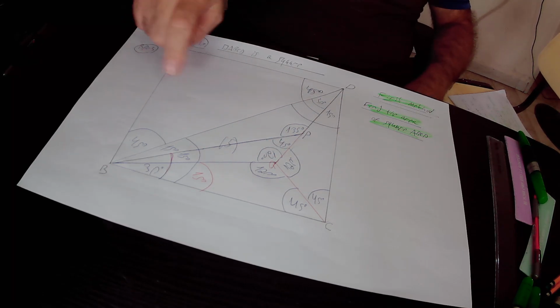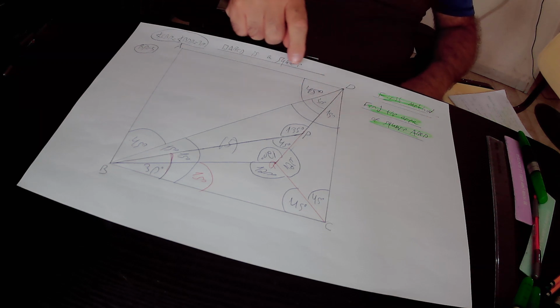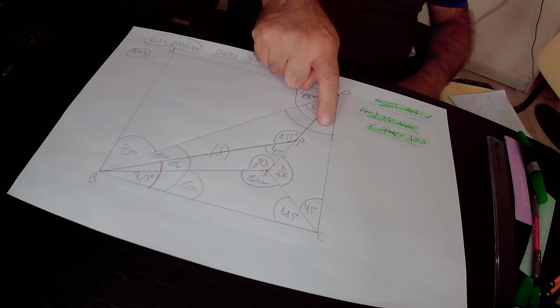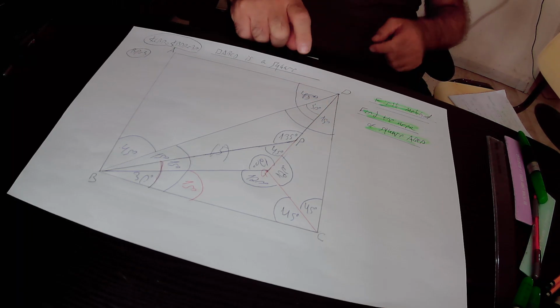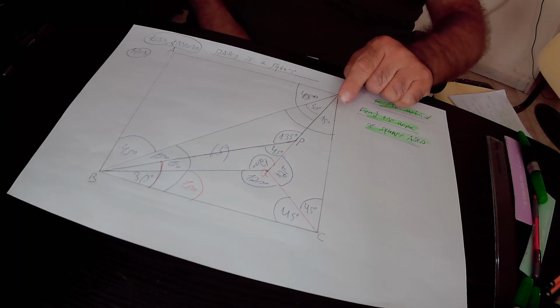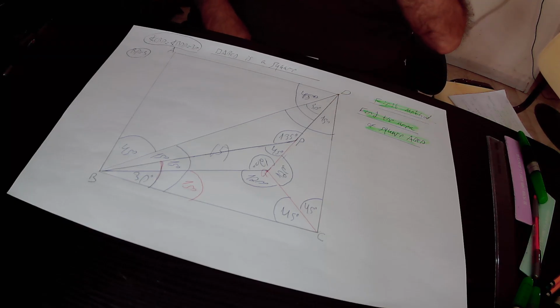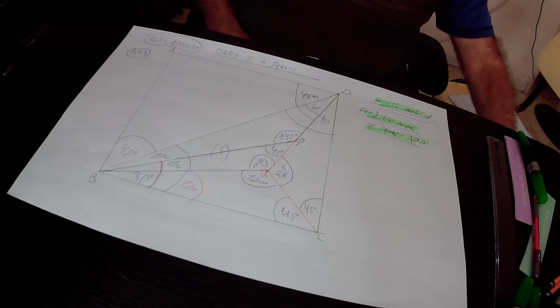Likewise, diagonal BD bisects the angle ADC. This is the first half of angle BDC, that is 45 degrees. This is the second half, it is also 45 degrees. But this angle equals 30 degrees, and therefore this missing angle is equal to 15 degrees.